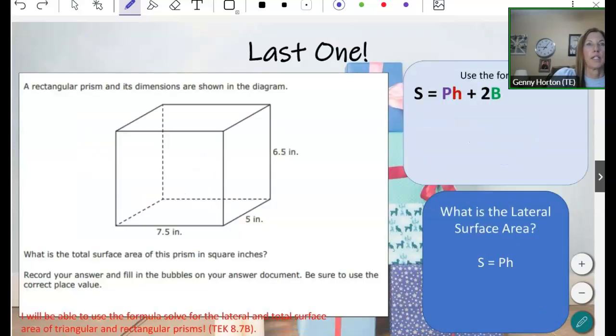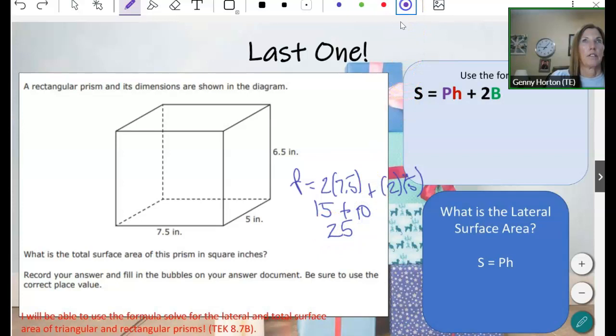All right, one more quick example. This one, we're going to just focus on the lateral surface area. So you've got the perimeter, you have the length and the width. I'm going to put it in the white part. So let's do the P part of the formula first. So we're going to do twice the length, which is 7.5, plus twice the width, which is 5. 2 times 7.5 is 15. 2 times 5 is 10. So that's 25. All right, so let me go ahead and put that here. So P is 25. The height of this rectangular prism is 6.5. So if you use your calculator and do 25 times 6.5, you get 162.5 for the lateral surface area.